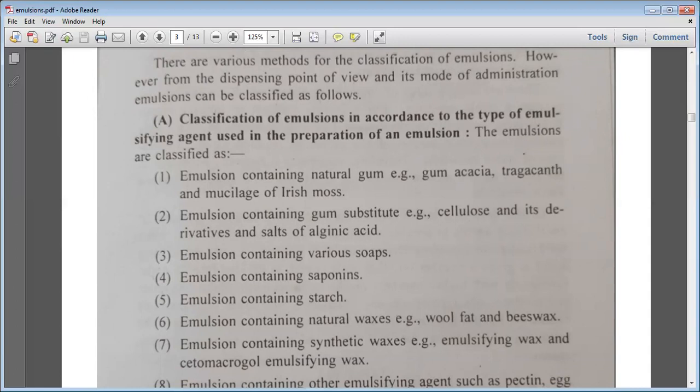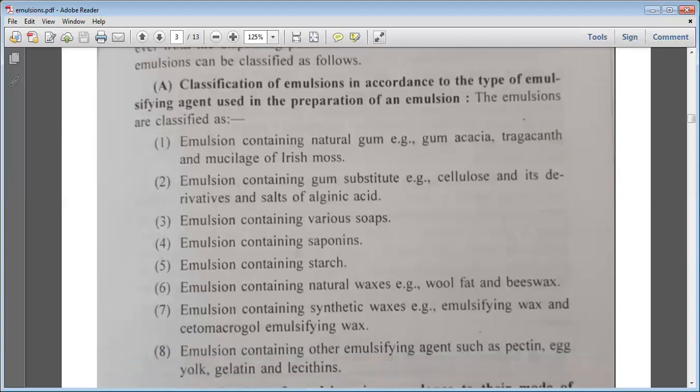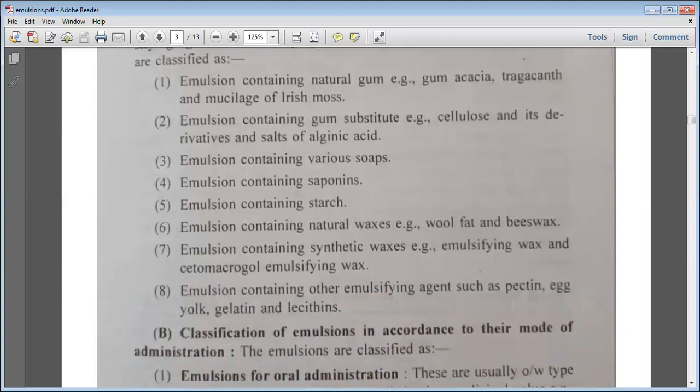So these waxes can also be used as an emulsifying agent, like wool fat and beeswax. Emulsifying agents which contain synthetic waxes, like emulsifying wax and cetomacrogol, are the synthetic waxes which can be used as an emulsifying agent. Emulsifying agents like pectin, as I told you, egg yolk, gelatin, and lecithins are also used in order to prepare stable, thermodynamically stable emulsions.